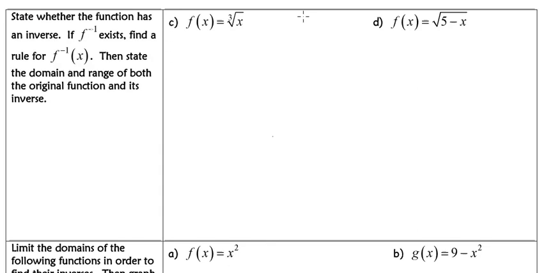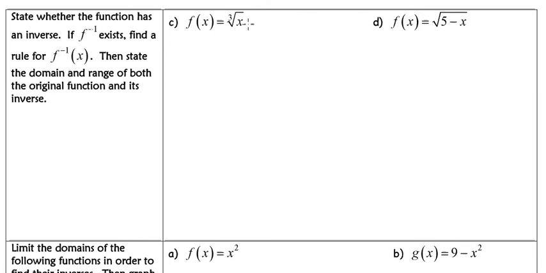State whether the function has an inverse, and if that inverse exists, find a rule for the inverse. Then state the domain and range of both the original function and its inverse. So here we have f of x equals the cube root of x, and this one will have an inverse. If you think of the cube root of x.